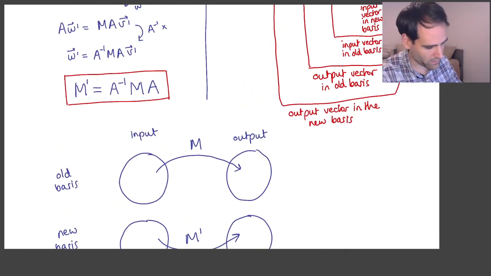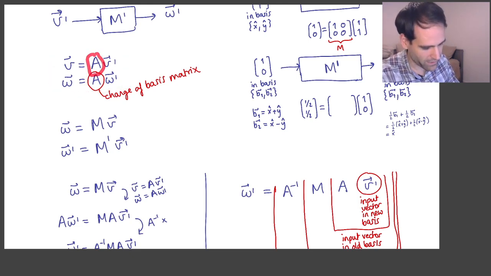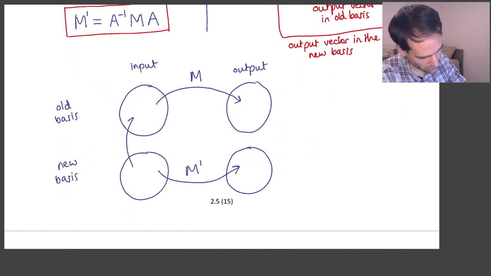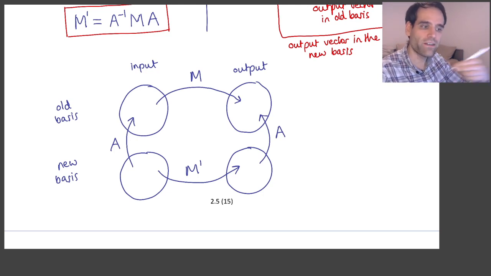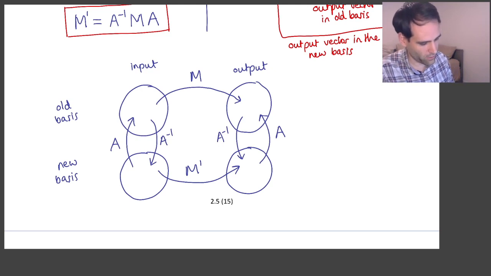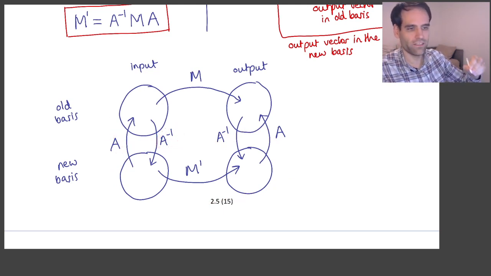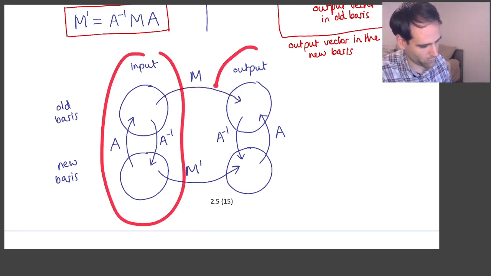But fortunately, we know about the change of basis matrix A. This change of basis matrix A gets vectors in the new basis and transforms them to vectors in the old basis. So this matrix A does this, and it does it both in the input and in the output. And then the inverse direction is the inverse of A. So with this diagram, you can see that you have the old basis on the top and the new basis on the bottom, and they are related by the change of basis matrix and by its inverse, depending on which direction you are going, while M is applying the linear transformation. That's why you have the input on the left and the output on the right.